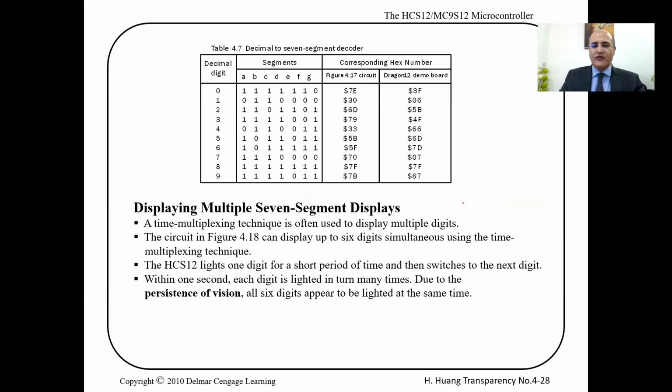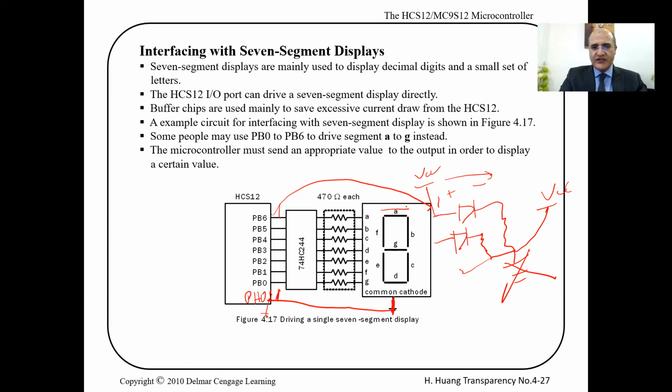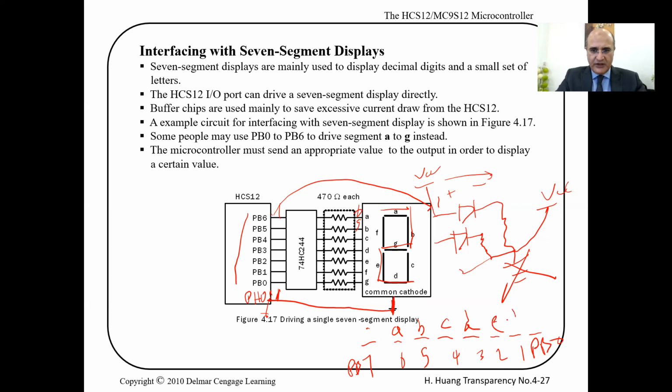And this leads us to, if I want to show the number 2, for example, the shape of number 2, I need to turn on these segments. These are ports. 6 is A, so port B6. So port B 0, 1, 2, 3, 4, 5, 6, 7, and 0 to 7. If A is connected to 6 and B is connected to 5, then the connection here, this is A, B, C, D, E, F, G.